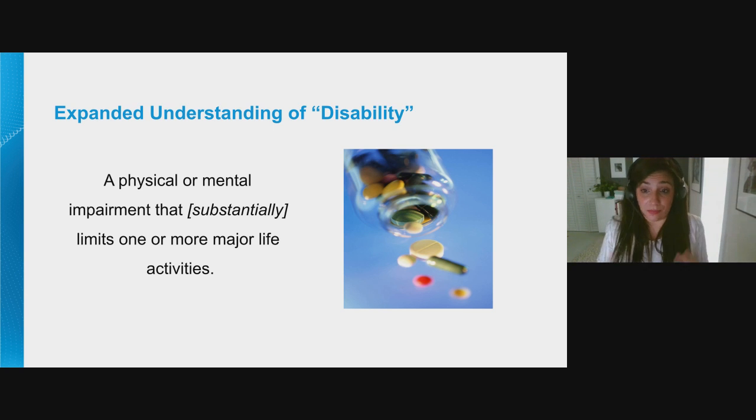Well, a disability can be physical or mental, and it has to be an impairment that substantially limits one or more major life activities. I want you to pay close attention to that word, substantially, because that will change depending on the state you're in. So if you're in Florida, this is what we're following because we just follow federal law.